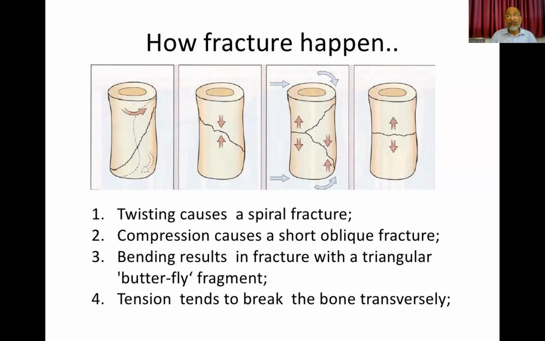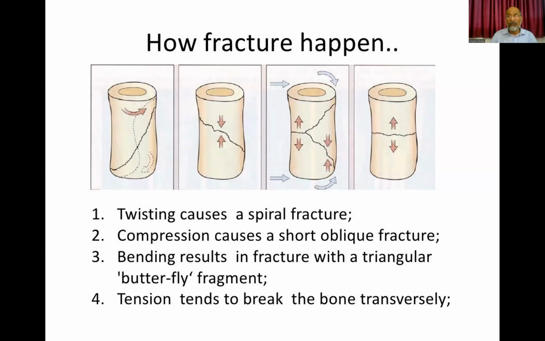Then another cause of fracture is compression, which causes the short oblique fracture. A short oblique fracture is a fracture in which the fracture line is at more than 30 degrees to the long axis of the bone. Then bending can cause a fracture. Then there is sudden bending.